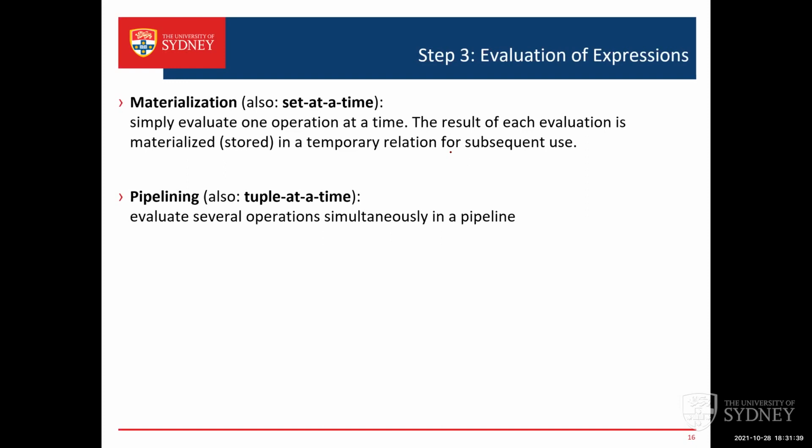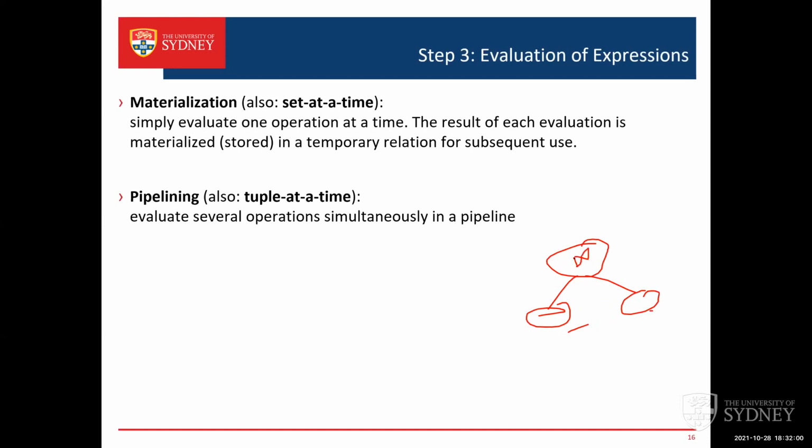We can think about two approaches. First one is evaluate one operation. So let's say I have a tree like this. Here I have some data on both sides. So whatever you have in here, evaluate that. Okay, so let's say I have a join in here.